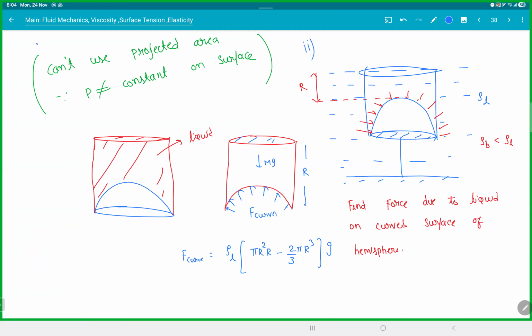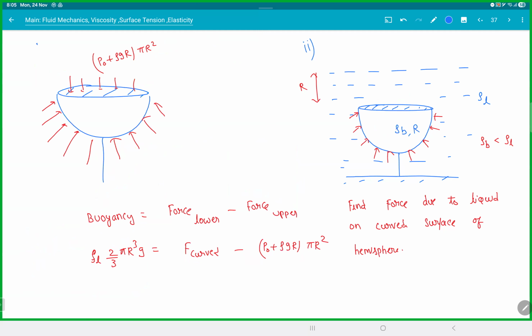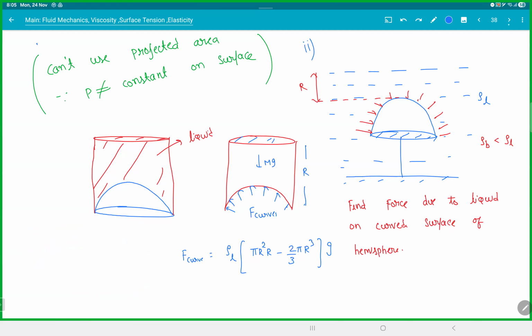Because if you draw the FBD of the water on top of the curved surface, there is no one else to balance other than the curved force. Are you clear with that? Got it? So that is how we do it. If it is this way, I'll use buoyant force. If it is this way, I'll take the weight on top of it. So it's a pretty good one.